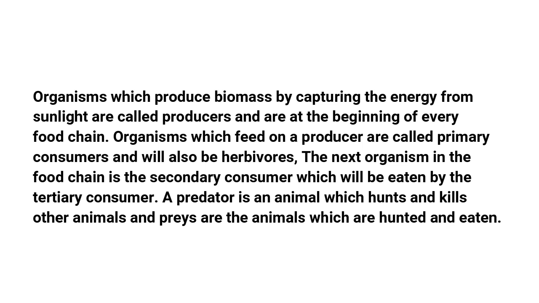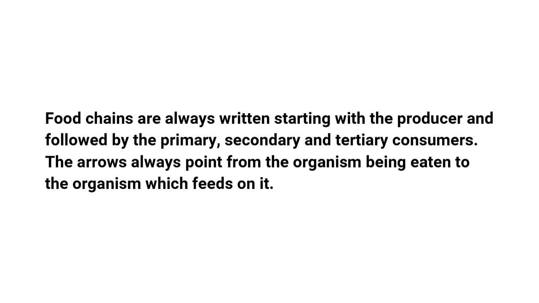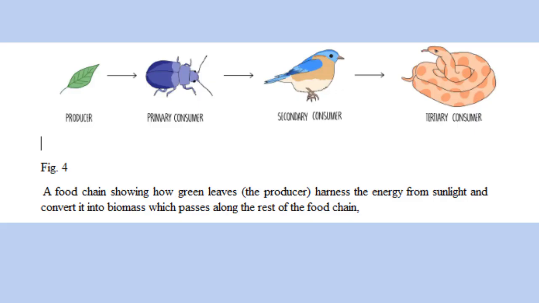A predator is an animal which hunts and kills other animals, and prey are the animals that are hunted and eaten. Food chains are always written starting with the producer and followed by the primary, secondary, and tertiary consumers. The arrows always point from the organism being eaten to the organism which feeds on it. You see?